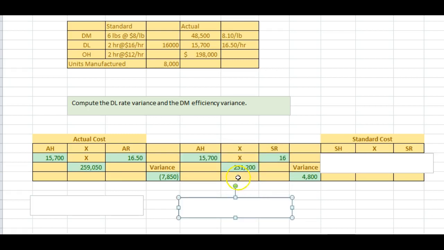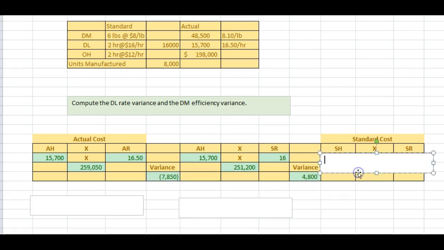Now, if I want to know what the difference is here, and if I gained or lost, I'll take the actual hours, 15,700, times what it should have cost me, and find out I should have paid less, by $7,850. So if I'd had the actual hours times the standard rate, I should have paid $251,200. I didn't. I paid $259,050. So part of the difference here is the additional hours.